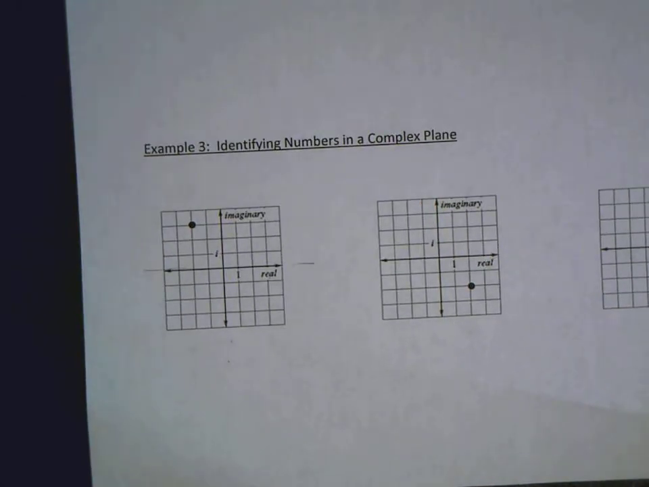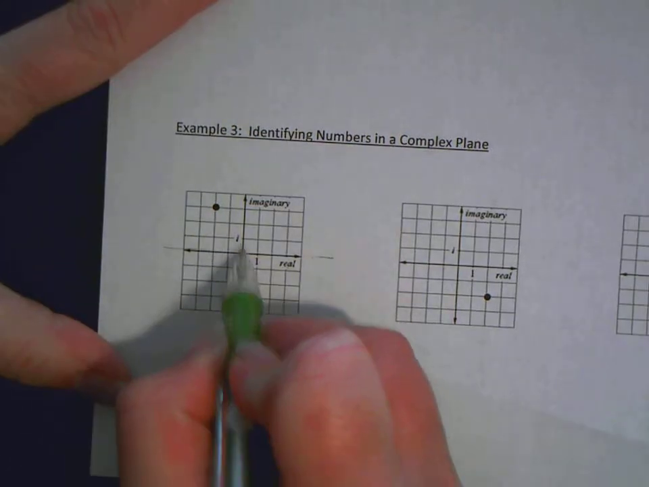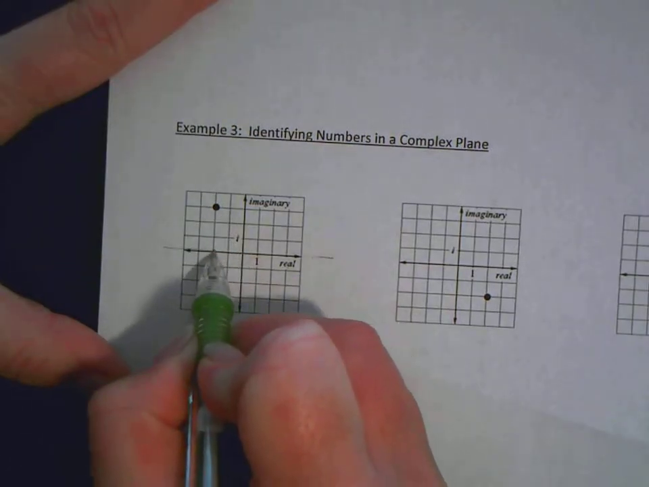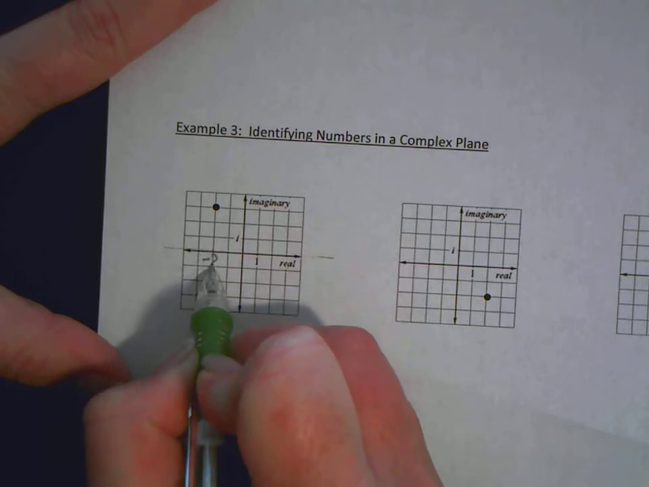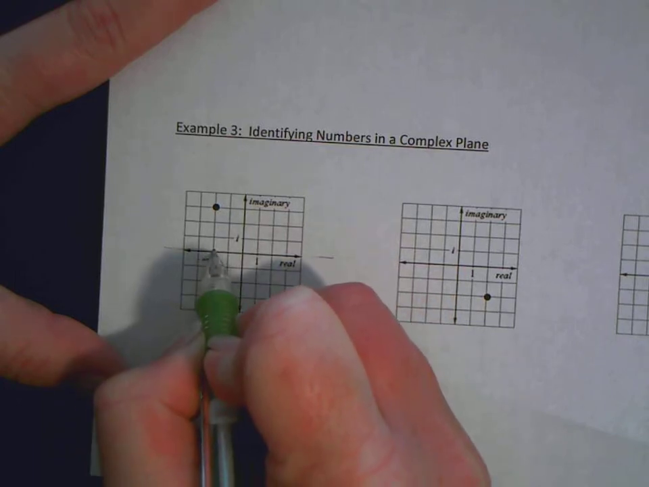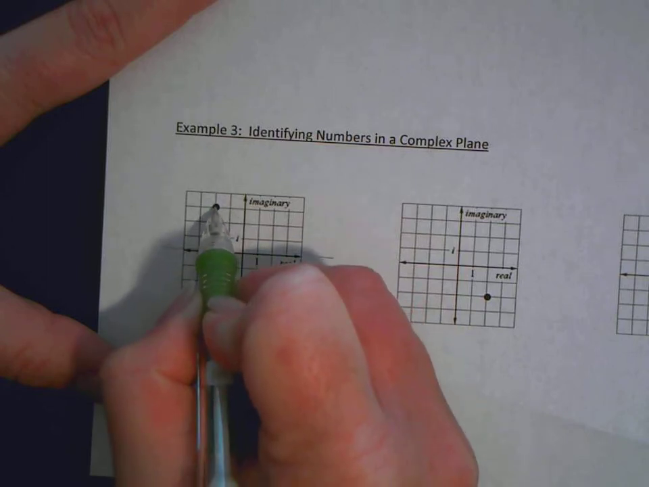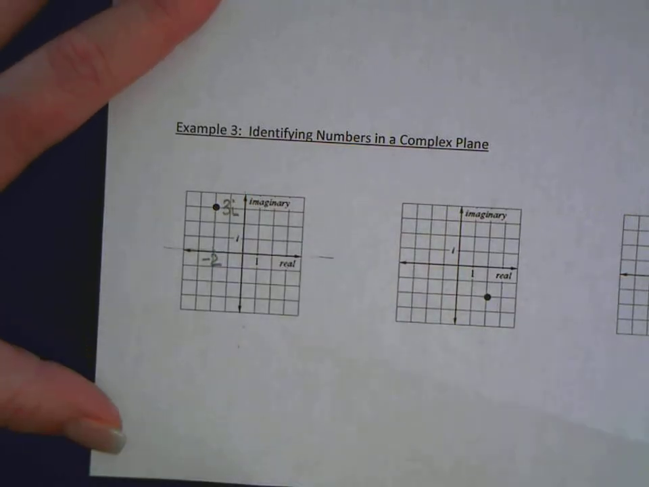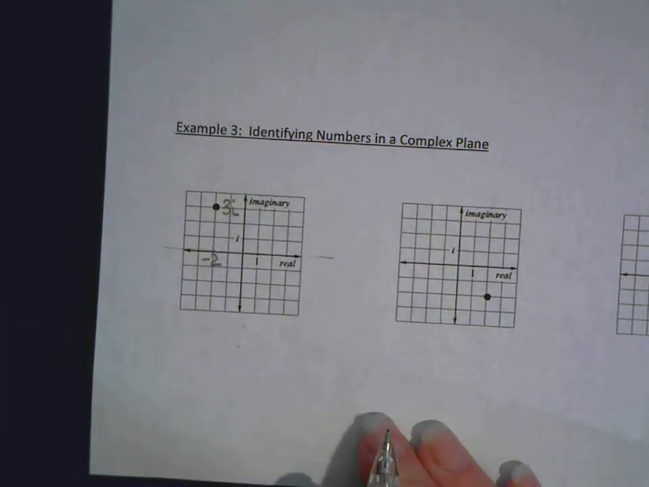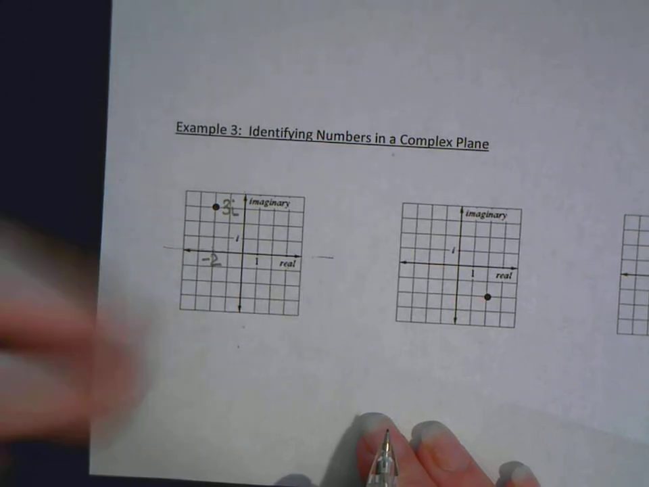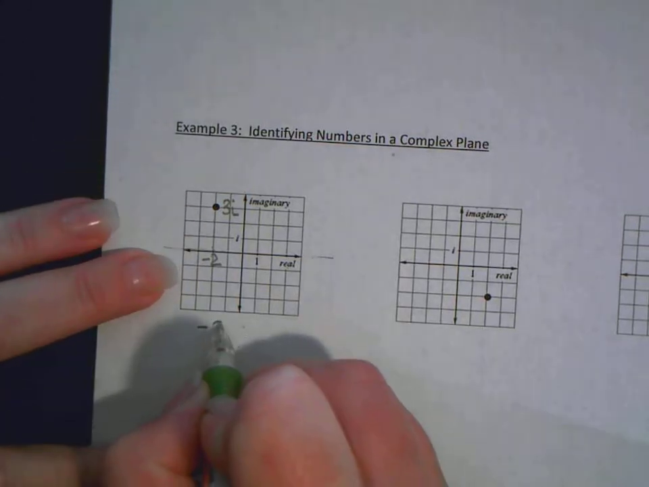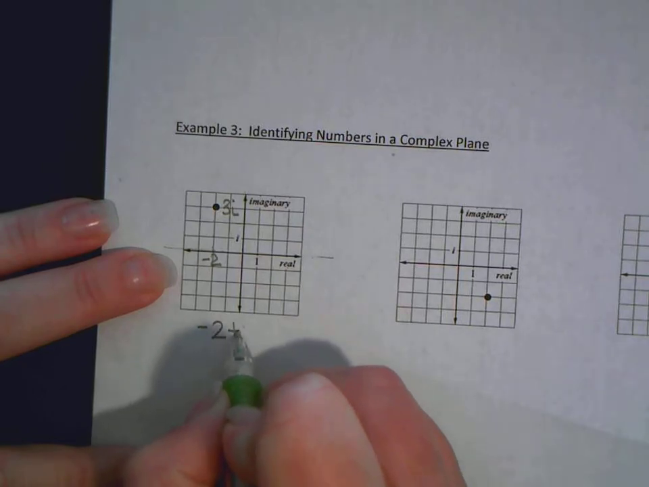Good news is you read it the same way you read a normal coordinate plane, left or right first and then up and down. So to get to this point, I would go left 2. Well, left, you guys know that, is negative 2. Then I'm going to go up 1, 2, 3. Guys, that's the imaginary. So even though I went up 3, it's 3i. So this doesn't get written as an ordered pair. It actually gets written in complex number form. So this would be negative 2 plus 3i.